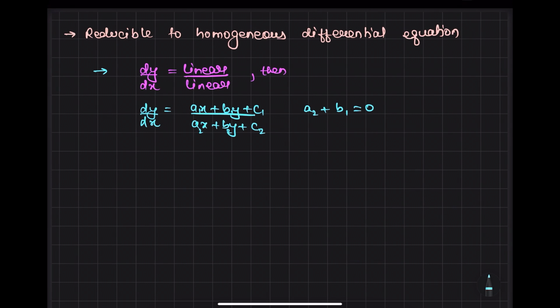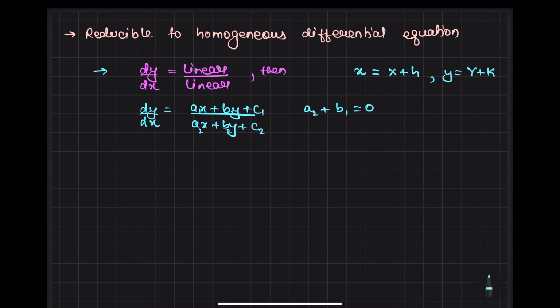So what you have to do, you have to replace small x with capital X plus h. You have to replace small y with capital Y plus k, and then you have to find out the value of h and k, and then your question will be converted into a homogeneous differential equation, and that homogeneous differential equation will be converted into the variable separable method. I hope things are clear.